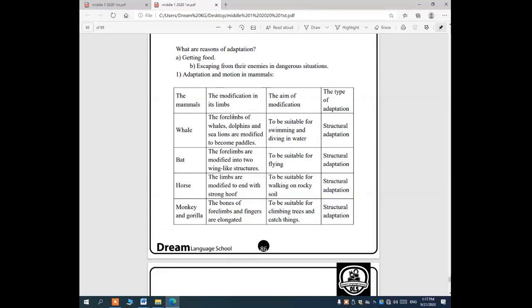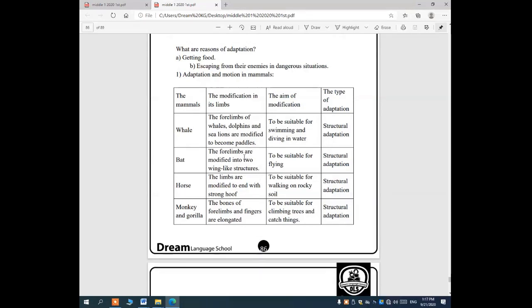We have here some examples of the modifications that happen in mammals. For example, like the whale. The whale has a modification in its limbs. Its limbs means its hands. The whale doesn't have hands, but its limbs are modified into paddles. The hands are modified into paddles.